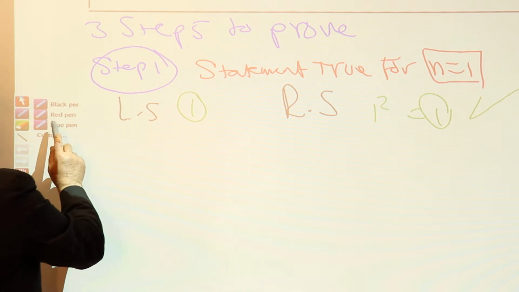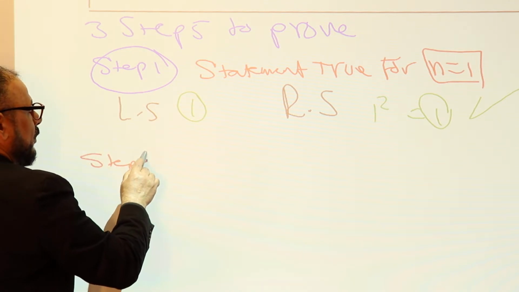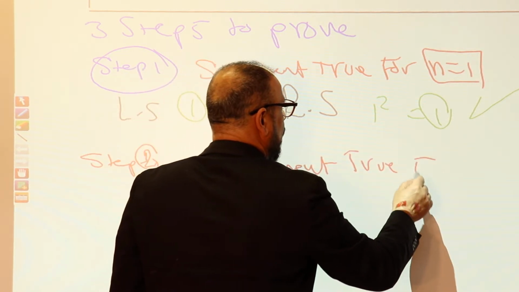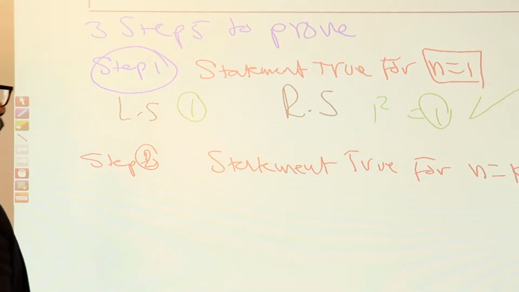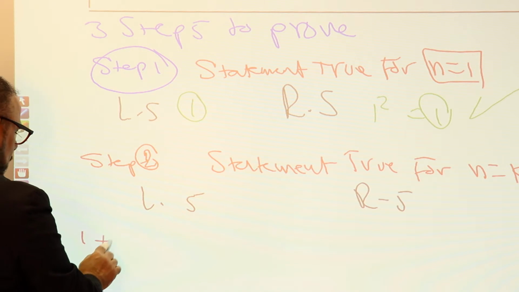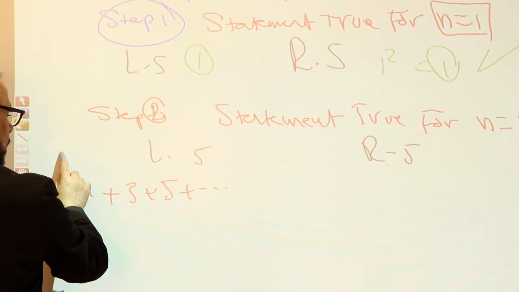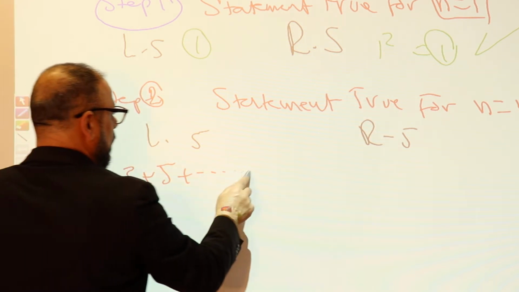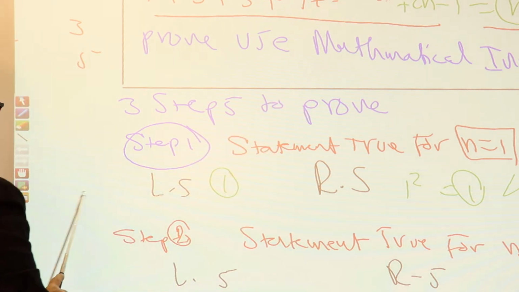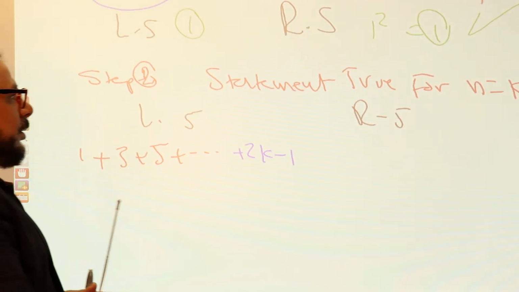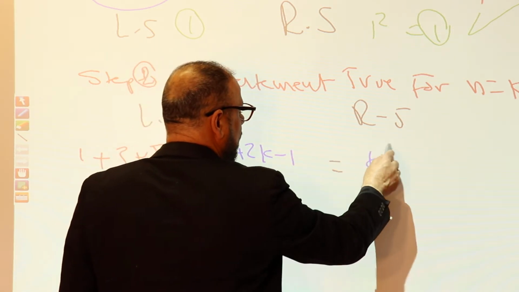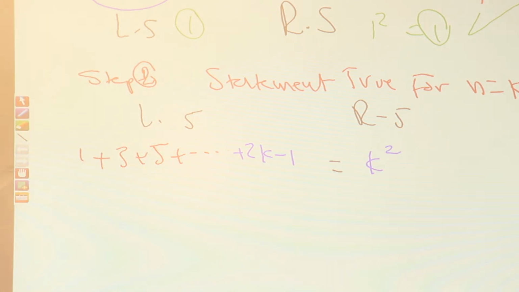Step 2. Statement true for n equal k. We have left side and we have right side. Left side: 1 plus 3 plus 5 plus up to 2k minus 1, instead of n, we plug k. Right side: k squared, which is the same as n squared.